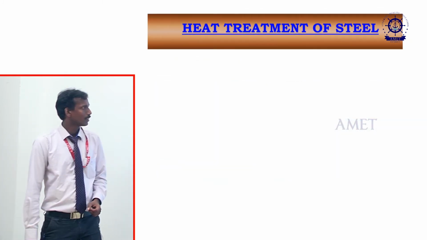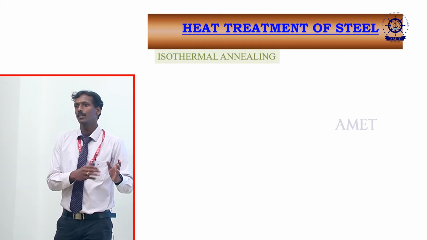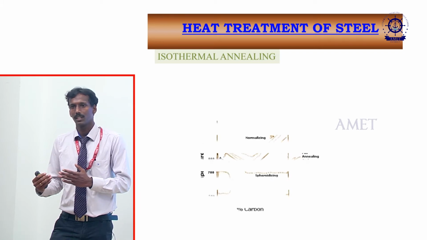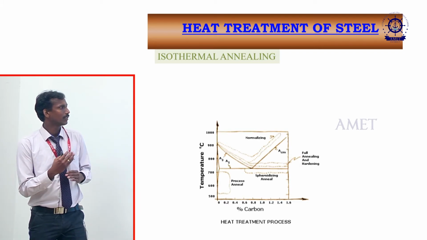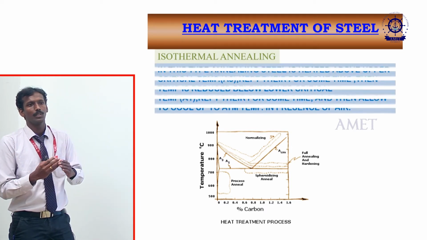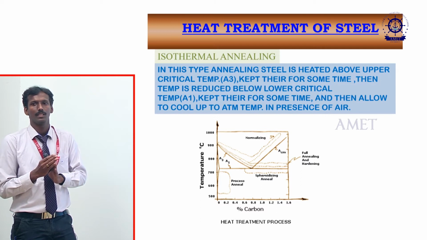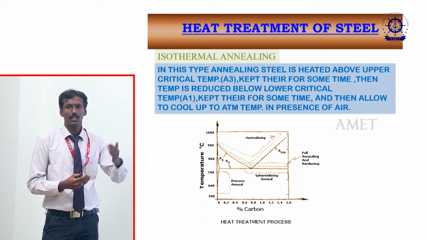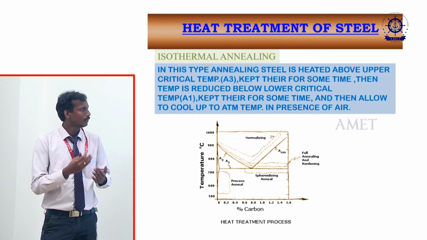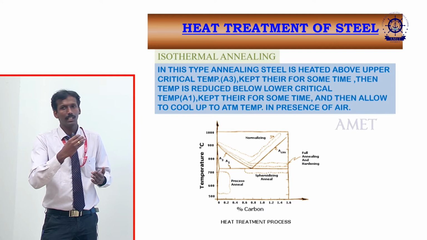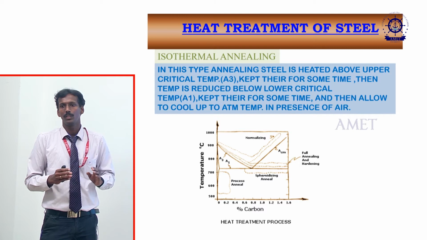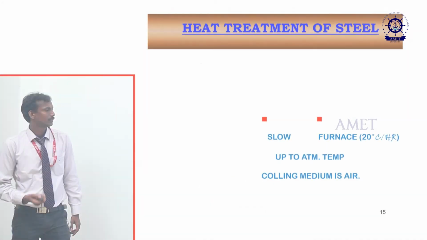Now move on to isothermal annealing. In the previous processes we maintained only an upper critical temperature, then cooled down in the furnace to room temperature. Now in isothermal annealing we do it in two steps. First we maintain the upper critical temperature with some holding time to convert into austenite. Then we reduce to the lower critical temperature and hold for some time again. Finally we cool down to room temperature inside the furnace. So this is the condition I told you about.